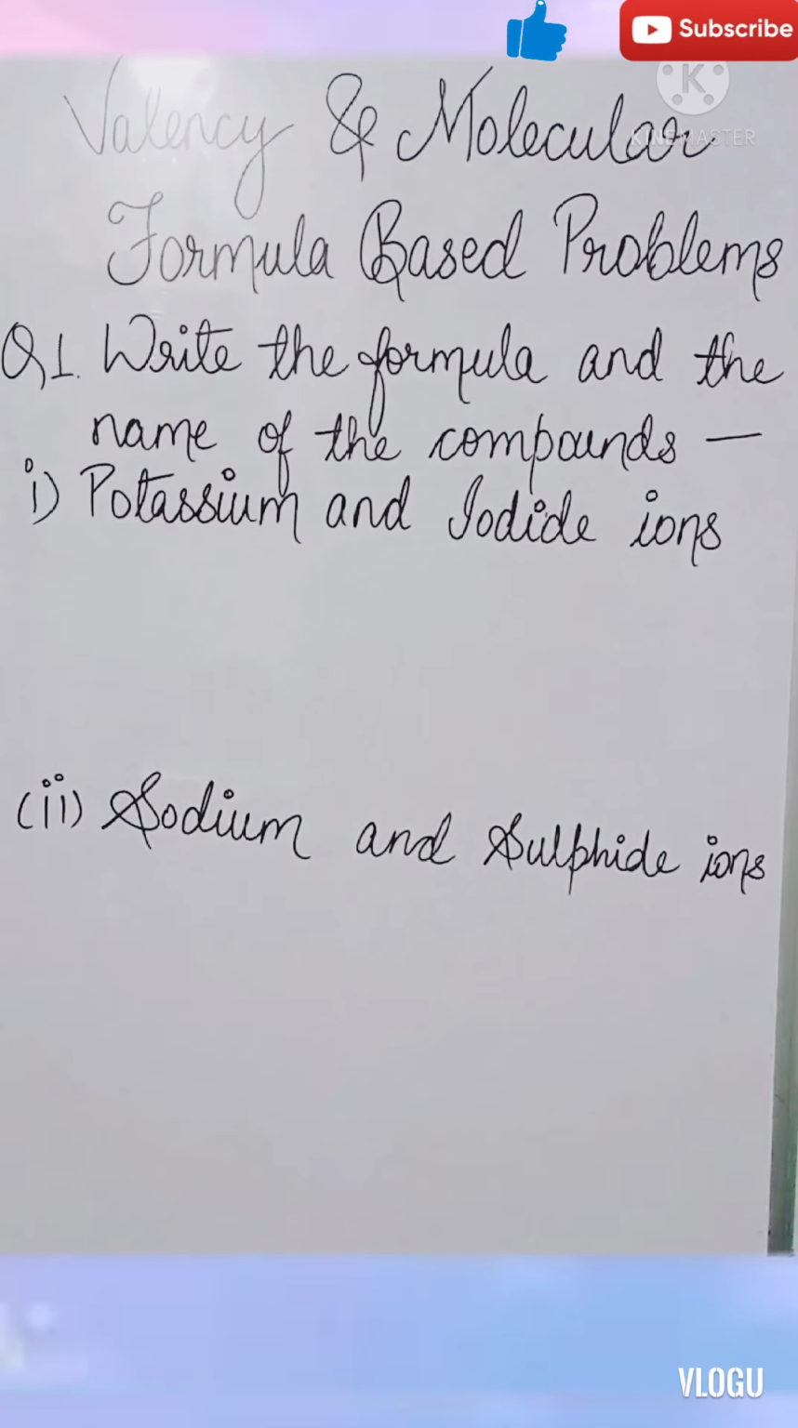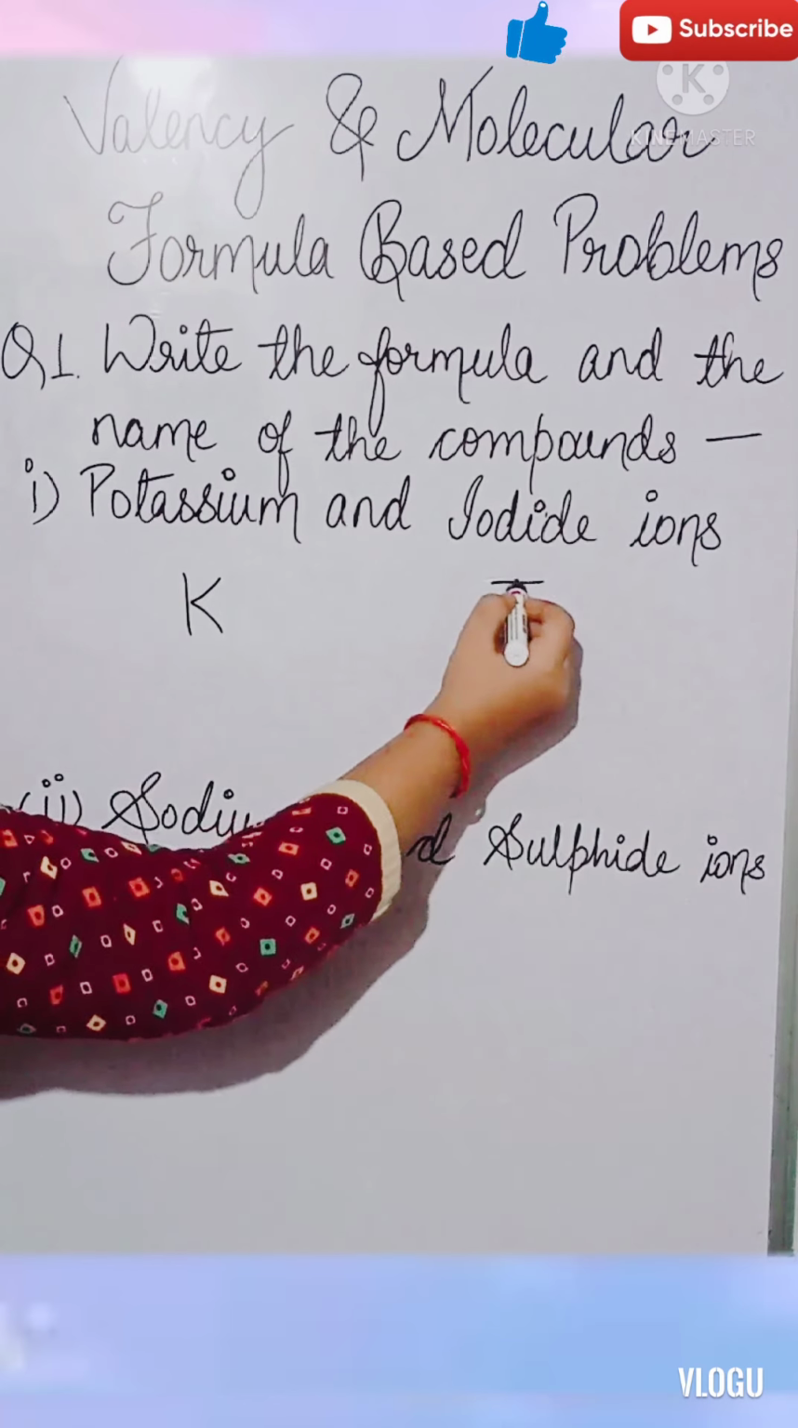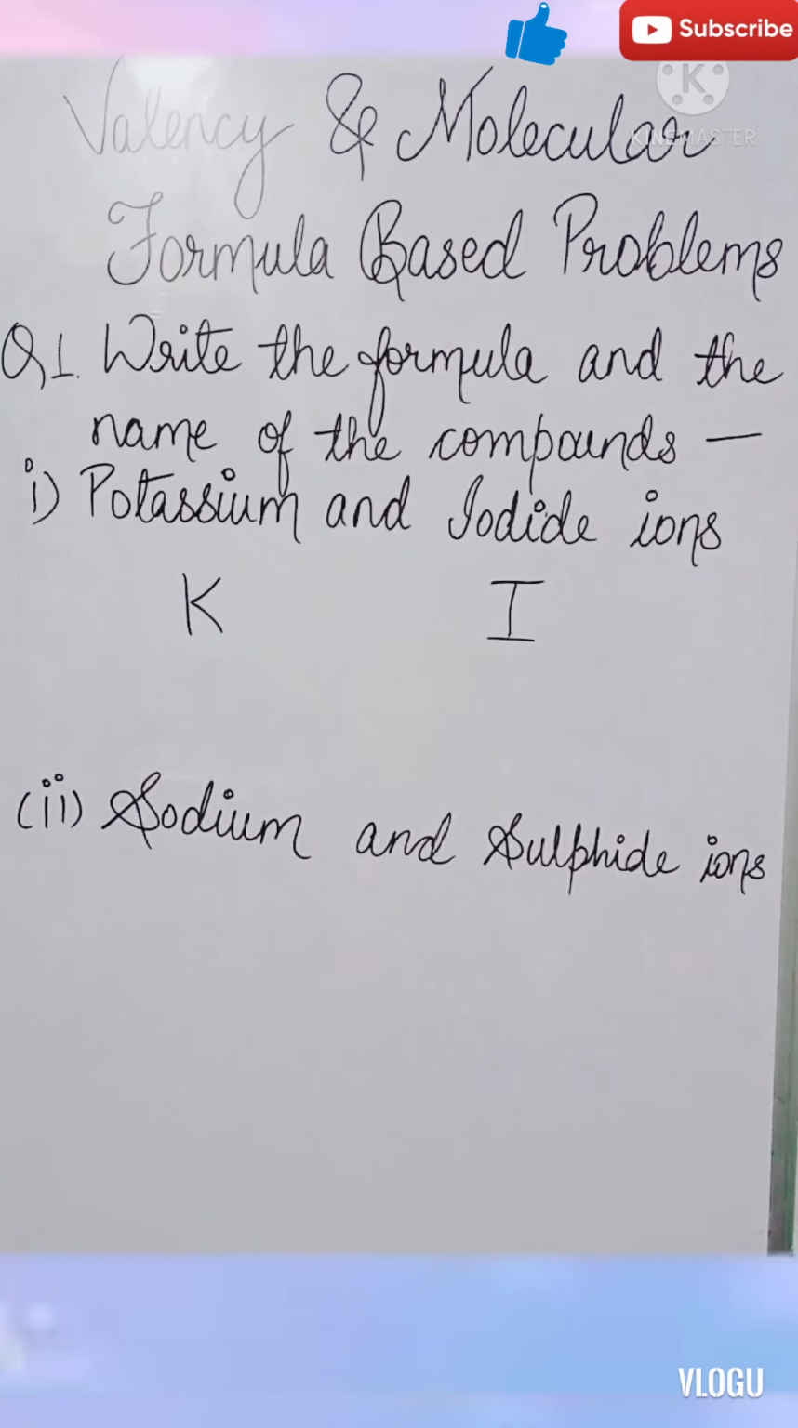First question is, we have to make a formula by combining these ions. Here is written potassium ion and here is written iodide ion. So the symbol for potassium is K and the symbol for iodine or iodide is written as I. Valency of iodide is -1 while valency of potassium is +1.